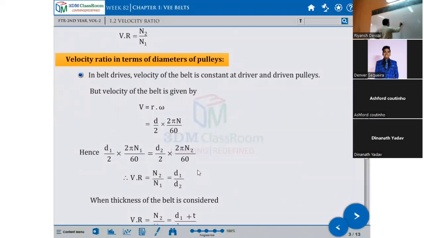You have to remember this in your life. The velocity ratio is equal to n2 upon n1, that is equal to d1 upon d2.